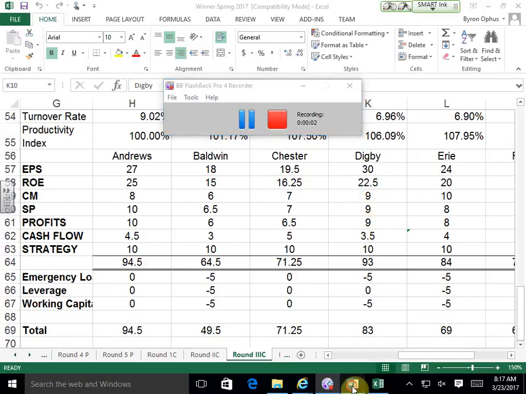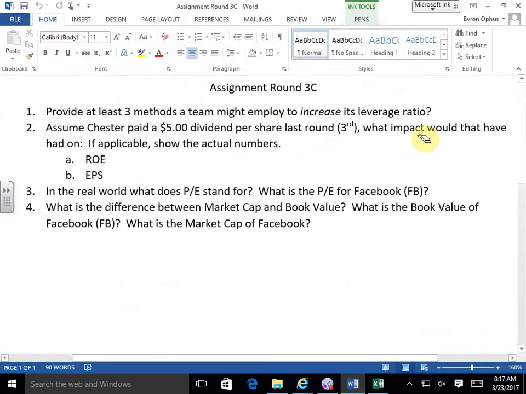This week's assignment is question 1. Provide at least 3 methods a team might employ to increase its leverage ratio. Okay, so what's leverage? What's the formula for leverage? Assets divided by equity. This is one I've got to think through, and I'm going to show you.